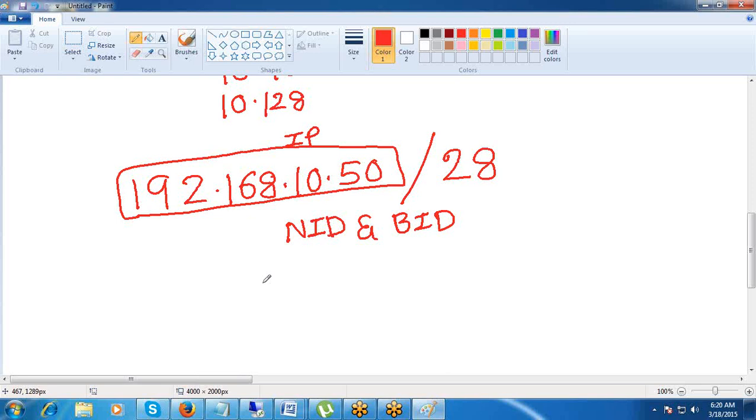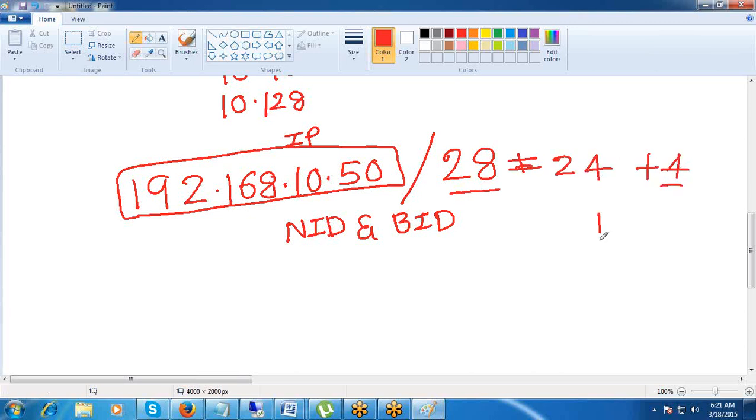192.168.10.0 is the first one. And for that, the broadcast ID will be 192.168.10. For the 50 we need to add? Yes, for 50 I require 65. Yeah, 10.65. Because you can simply say 24 plus 4. You can write it as 24 plus 4.